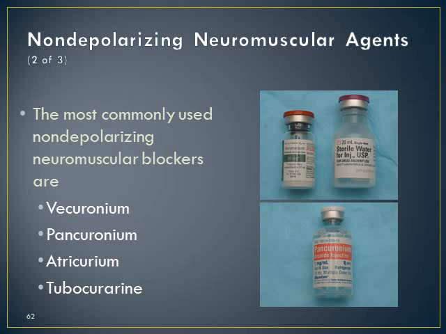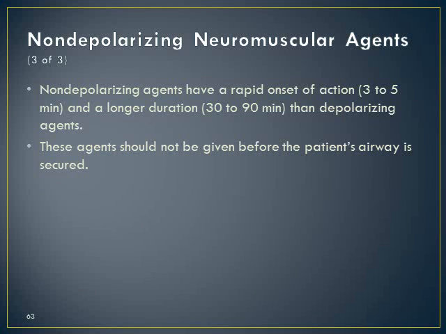So there's lots of non-depolarizing. There's only one depolarizing, but there's lots of non-depolarizing. That's vecuronium, pancuronium, atracurium, and mivacurium. What we'll see most commonly is vecuronium. Occasionally, we may see pancuronium as well. Non-depolarizing agents have a rapid onset of about 3 to 5 minutes, and a longer duration, anywhere from 30 to 90 minutes.